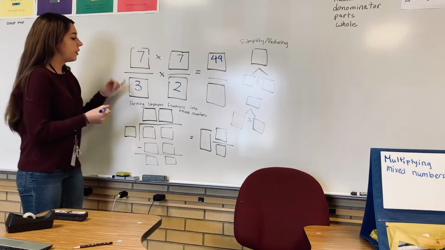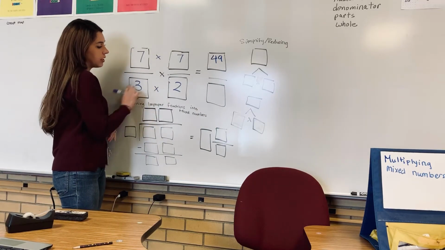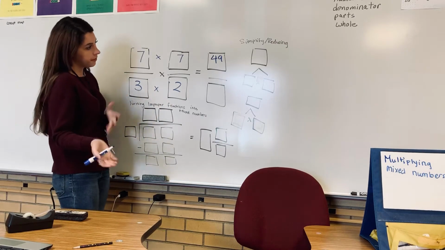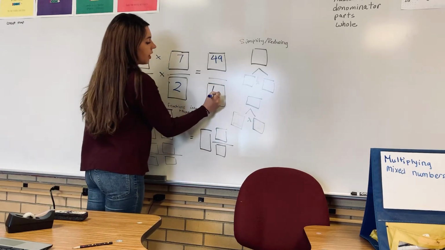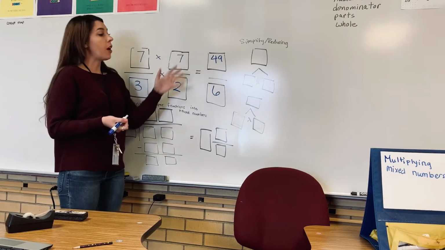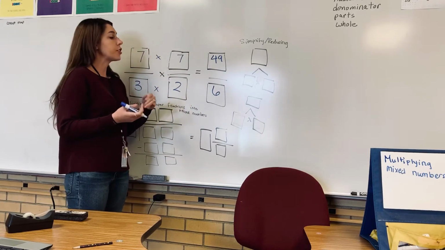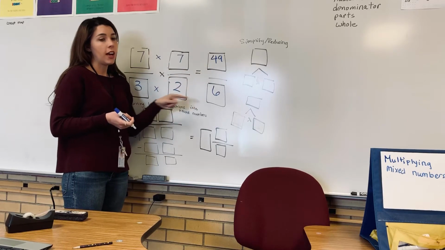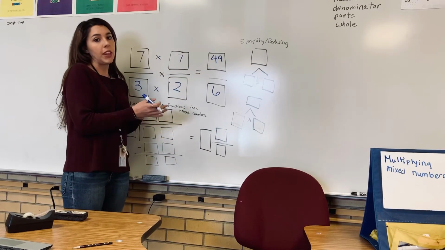Okay. Now I do the same thing across here. I have that multiplication symbol, so I'm just going to multiply across. 3 times 2 is 6. Okay, I am ending with an improper fraction. Remember, an improper fraction means that the numerator on the top is bigger than the denominator. I should not end my problem with that.